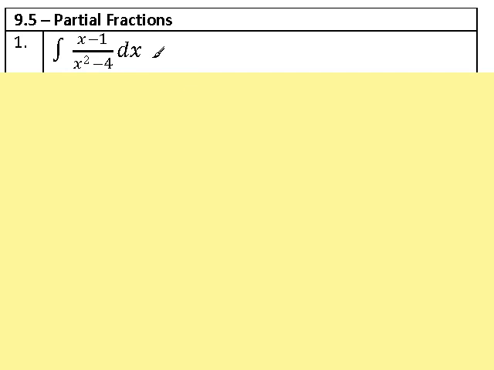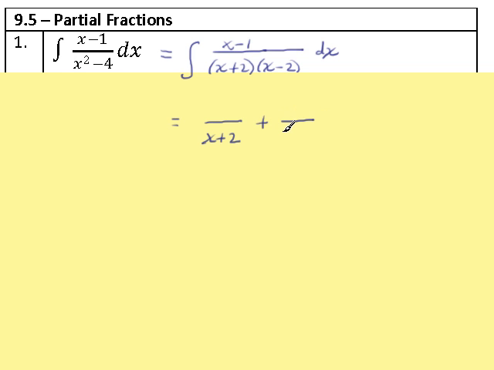In number one, we're going to begin by factoring the denominator. That's the way we always start these partial fractions integration problems. So here we have x plus 2, x minus 2. So that's two linear factors. So we're going to break up this fraction as follows. We're going to have one fraction with denominator x plus 2 and another fraction with denominator x minus 2.